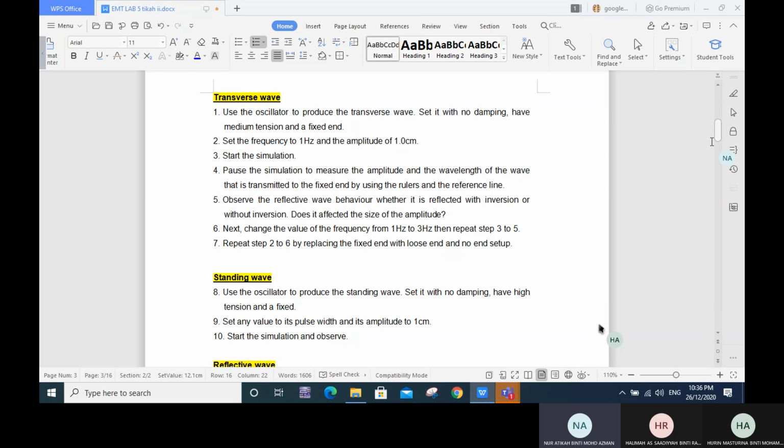So for the procedure, for the transverse wave, we use the oscillator to produce the transverse wave, and we set it with no damping and a medium tension with a fixed end first. Then we set the frequency to 1 Hz and the amplitude to 1 centimeter. And then we start the simulation. As we start the simulation, we observe the wave behavior.